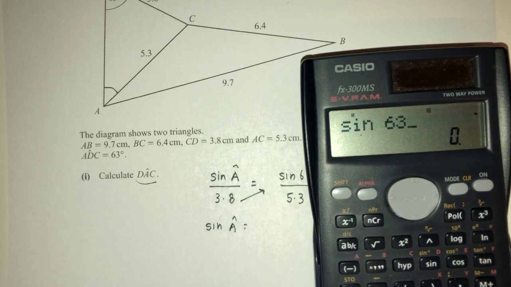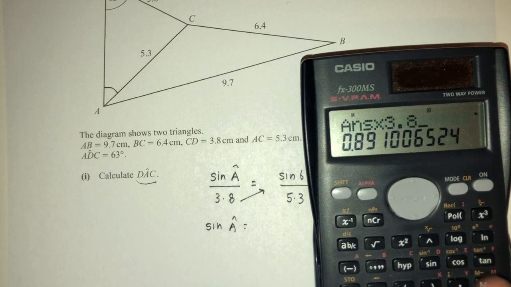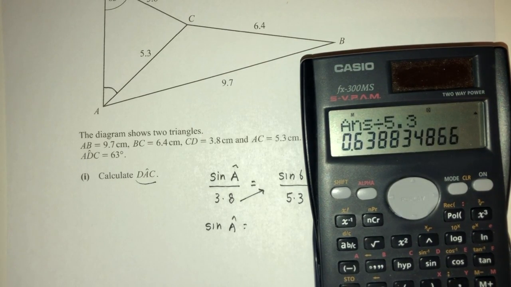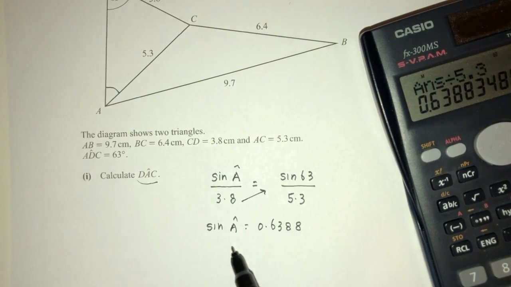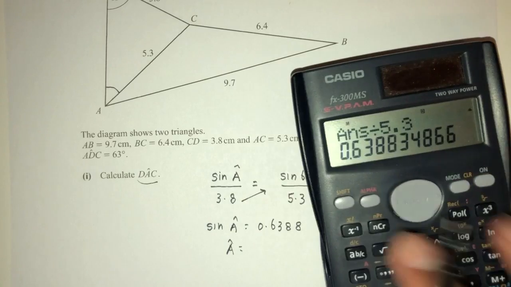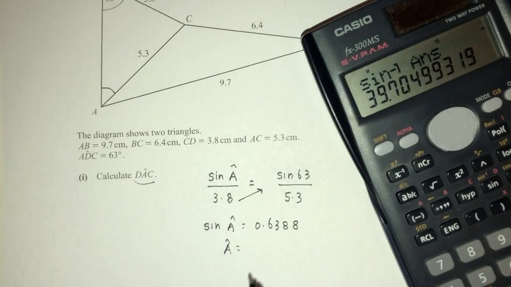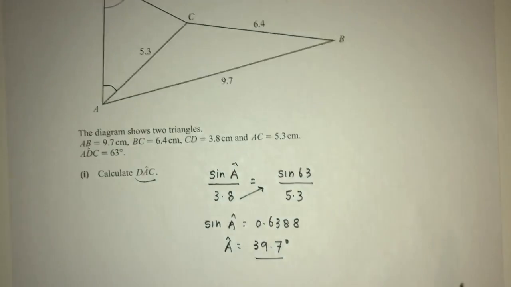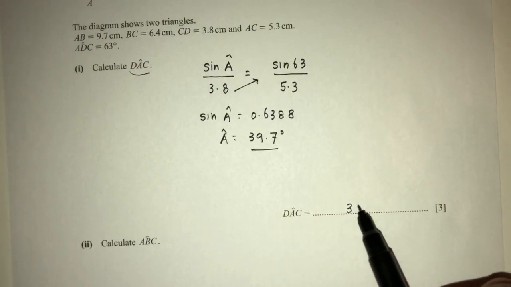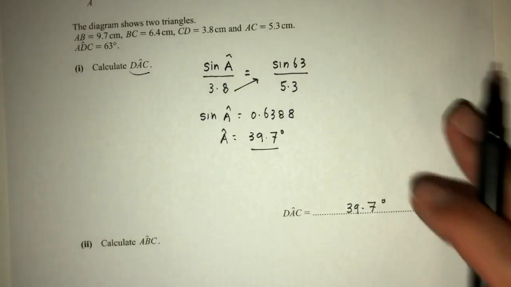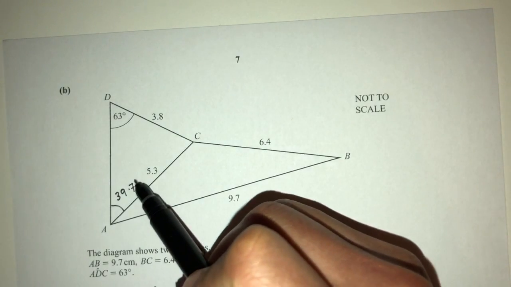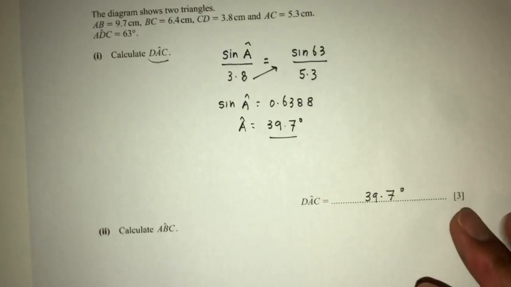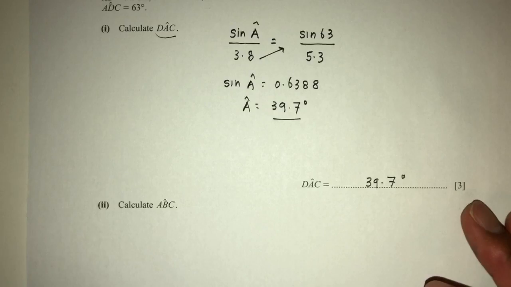So sine of 63 multiplied by 3.8 divided by 5.3. That will be 0.6388. So angle A will be sine inverse of that value. That will be 39.7 degrees. So this is the angle that I have for angle A by using the sine rule. So this is 39.7. Okay. Now let's move on to part 2. We have to find the angle ABC.